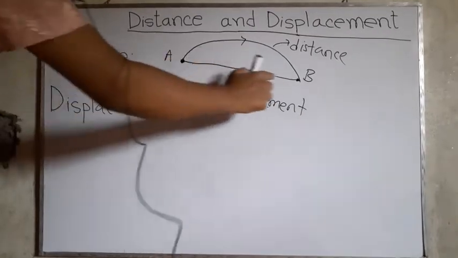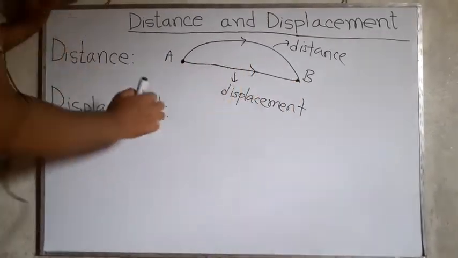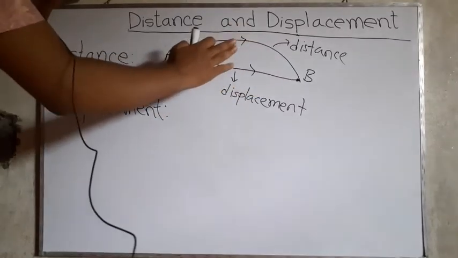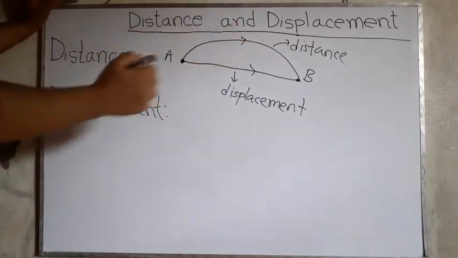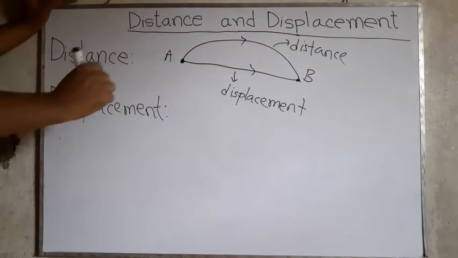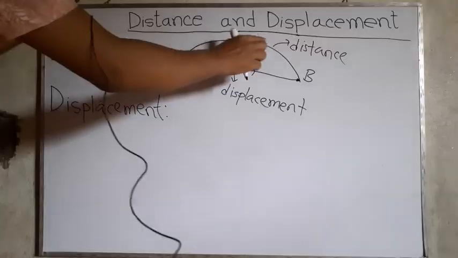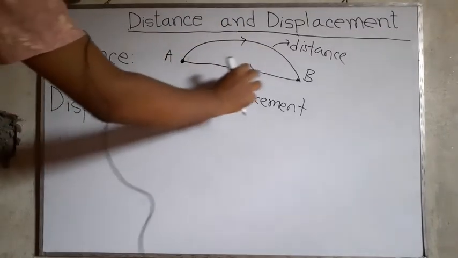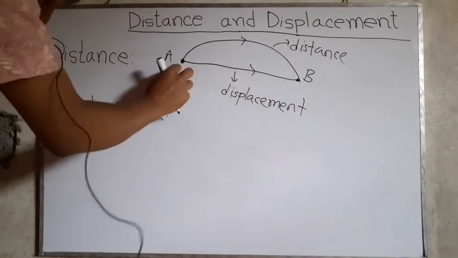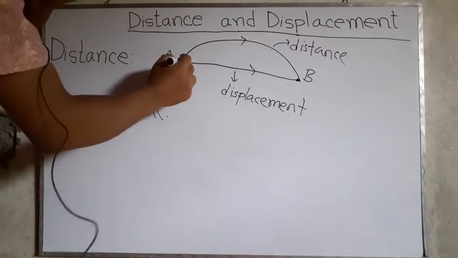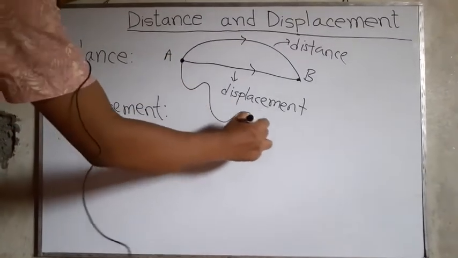Distance may be in any direction, its direction is not fixed, but displacement is always in a particular direction. The total length of the path is called distance, and the direct minimum distance from initial position to final position is called displacement. Suppose you are following this path.